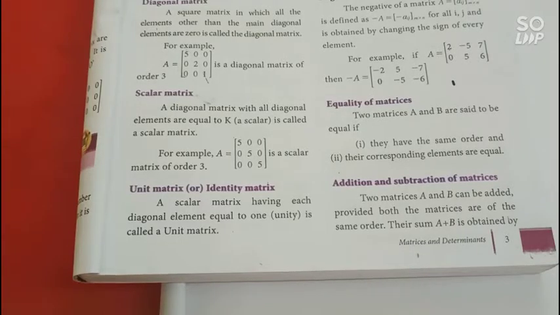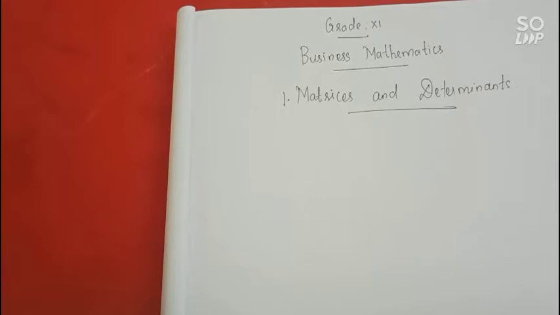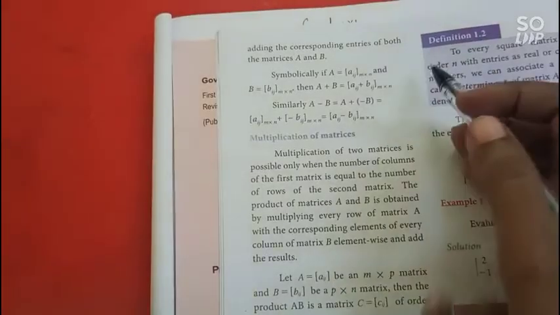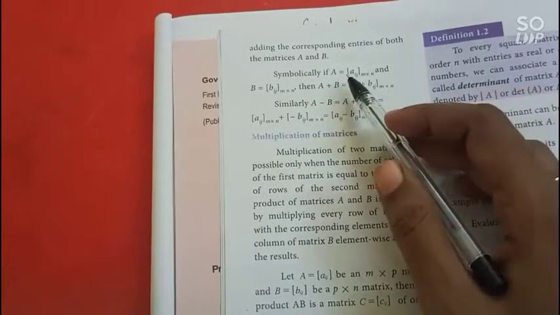Understand, students? So both matrices need to have the same order as well as one more thing. What's the one more thing? That the corresponding elements of both must be equal. Understand? Then next one is addition and subtraction of matrices. This one I already taught you. So if you need to add or subtract two matrices, what's the only condition? Both must have the same order. Okay, so corresponding elements we will add. I already taught you.